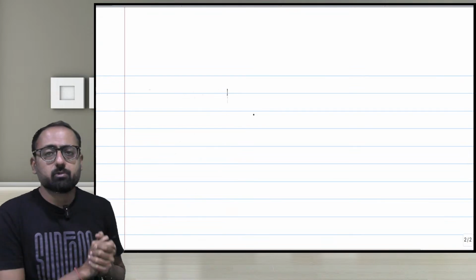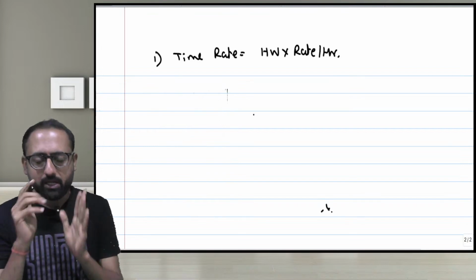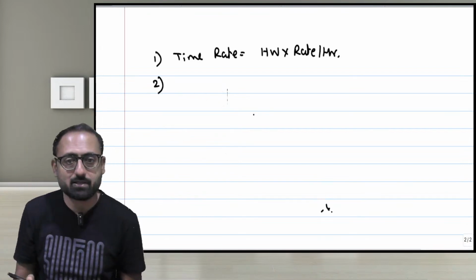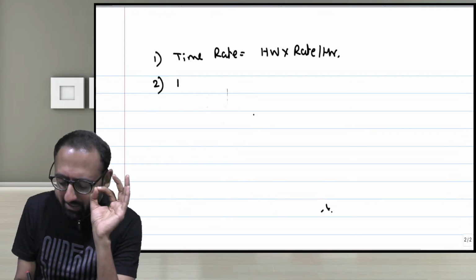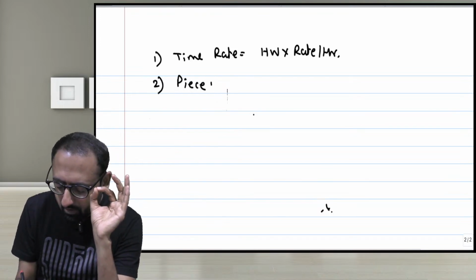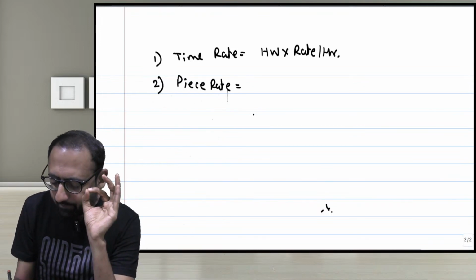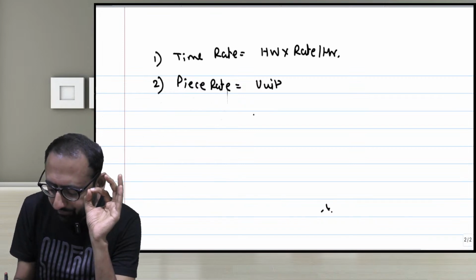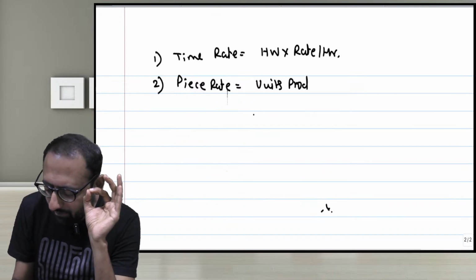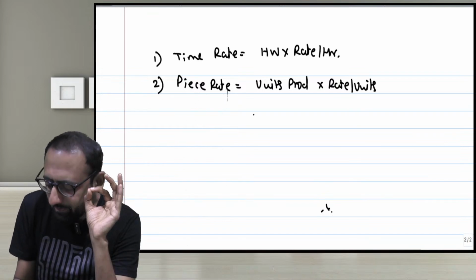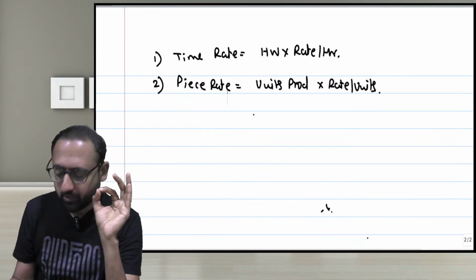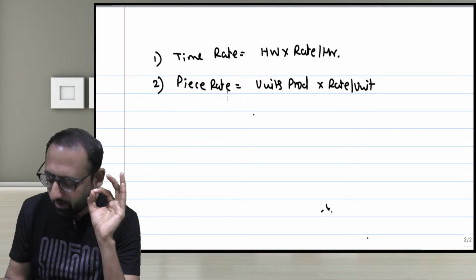So, time rate formula: hours worked multiplied by rate per hour. Yes, the screen is now live. Okay. Then the second formula we have seen is piece rate. The piece rate formula is units produced multiplied by rate per unit. It's not units, it is rate per unit.